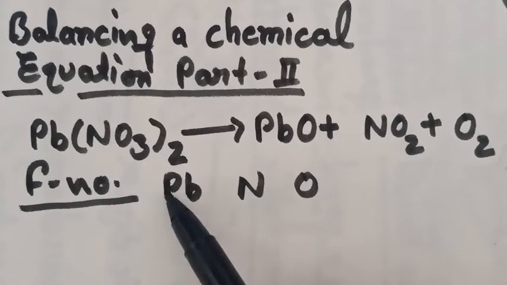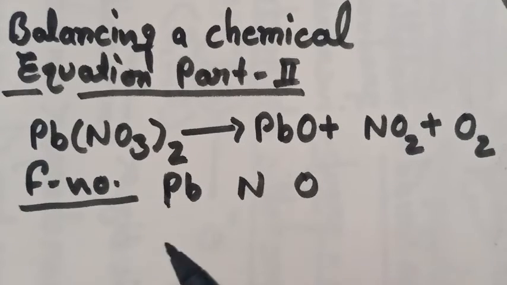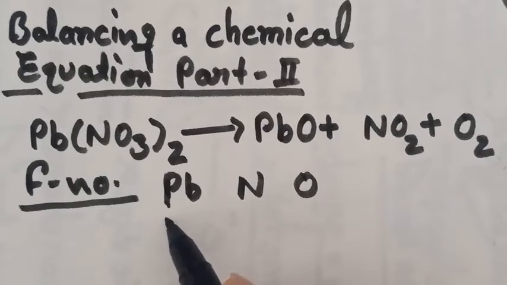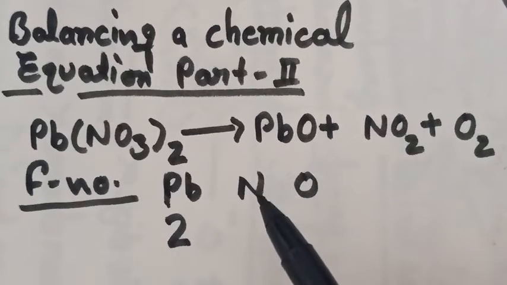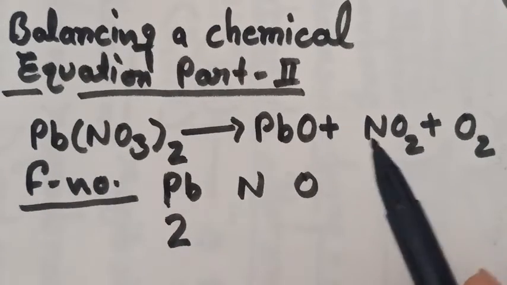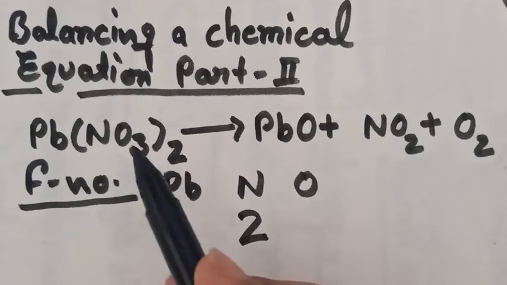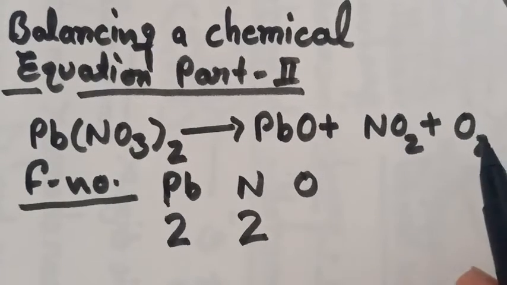The frequency, meaning the occurrence of lead, is 1, 2, so we write 2. Then the occurrence of nitrogen is 1, 2, again 2. Then the occurrence of oxygen is 1, 2, 3 and 4.